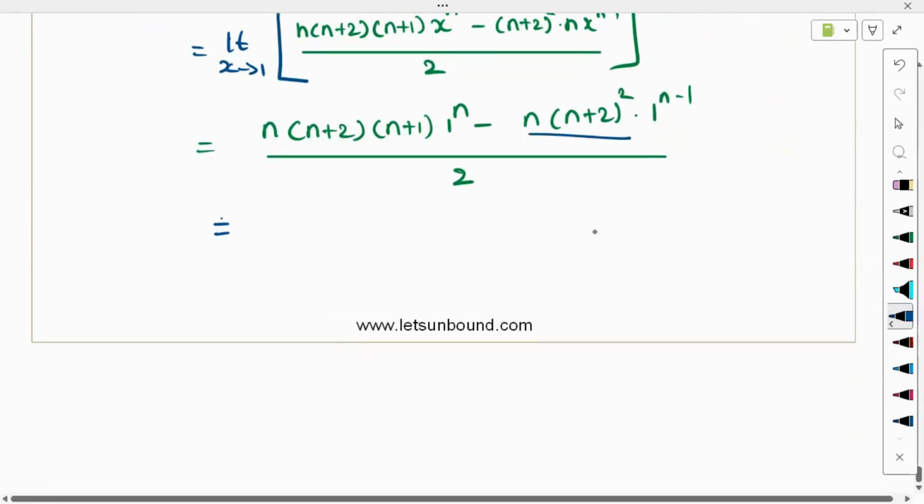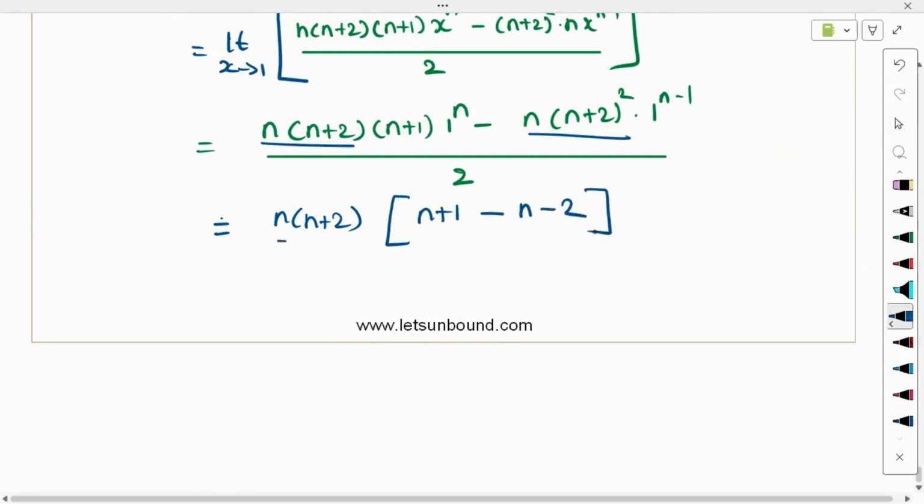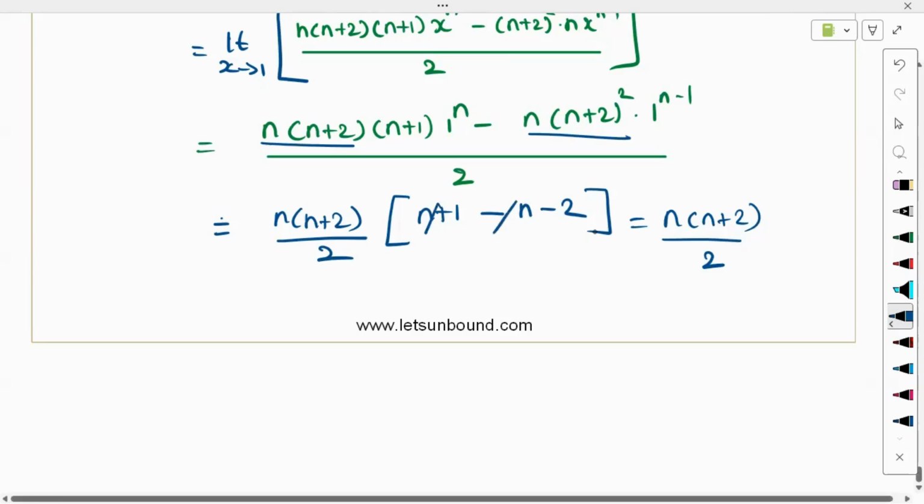And I can take n and n plus 2 common. N and n plus 2, take it outside, we will have n plus 1 minus n minus 2. And also 2 we can take common. So n into n plus 2 by 2. Here when you simplify, it's a minus 1.